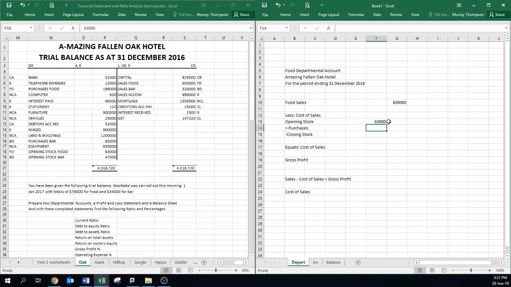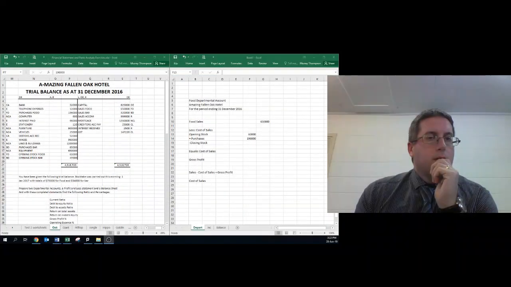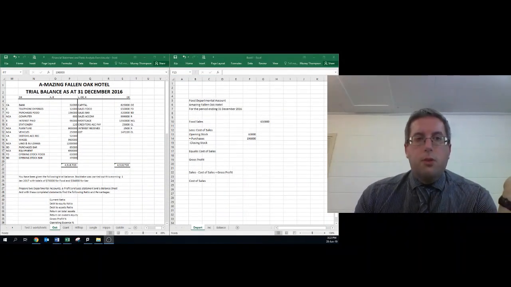So, purchases. Purchases for food, we've got 196,000. Again, that's an expense, so that's on the left-hand side. And now we want to minus closing stock. Now you note that closing stock isn't on the trial balance, so there's no item for it on the trial balance.